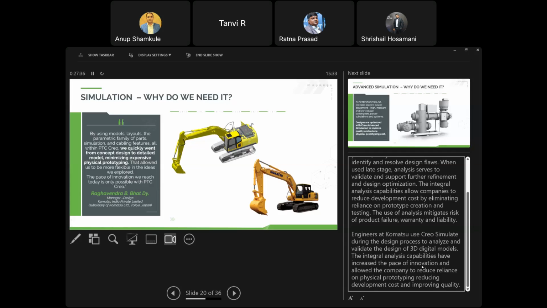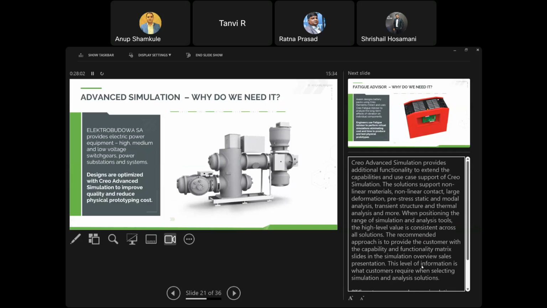If you look at this testimonial from one of the customers, Komatsu is using Creo Simulate during their design process to analyze and validate the design of their 3D digital models. The integrated analysis capabilities of Creo and Creo Simulate have made them innovate faster, reducing reliance on physical prototyping, reducing development cost, and at the same time improving their quality.